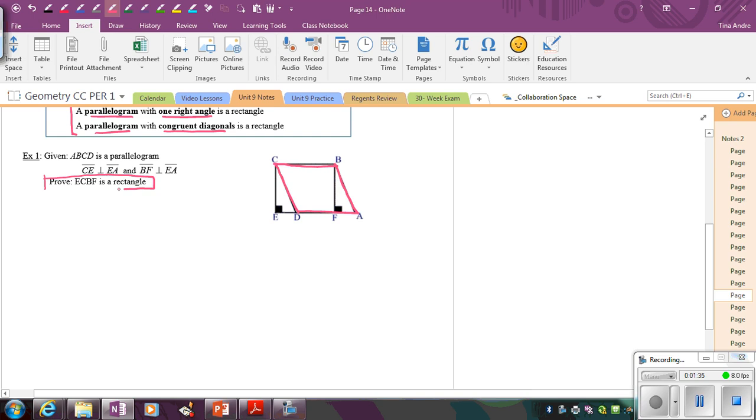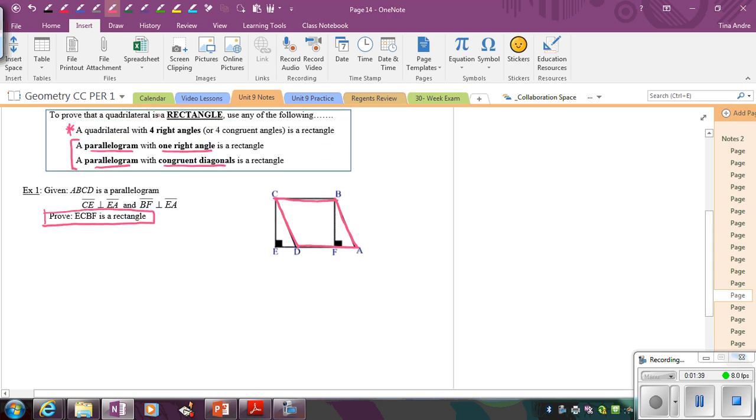Unlike a coordinate proof, where you can just pick which one of these methods you want to use, when it's a Euclidean proof, we really have to use what's given to help us figure out one of these three things to then be able to prove it's a rectangle. It might be possible to use all three methods. It might be possible to only use one method. It all depends upon what's given to you. That's the beauty of coordinate proofs. You can pick what you want to do.